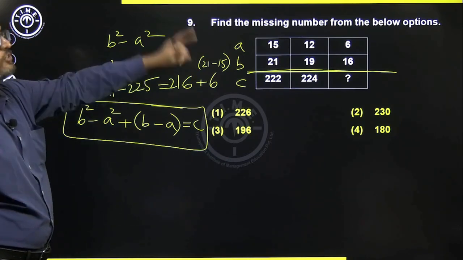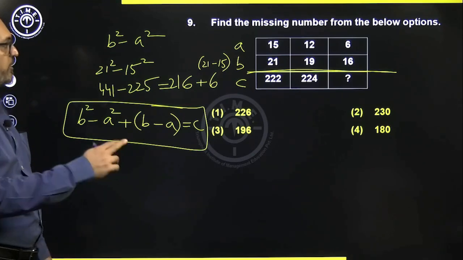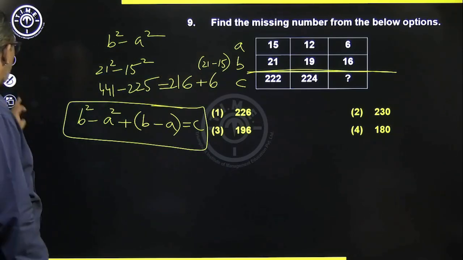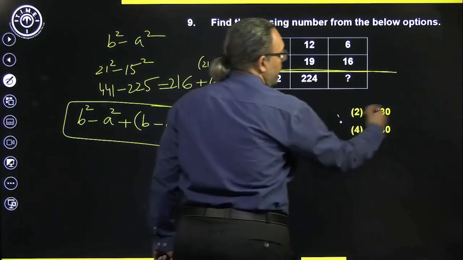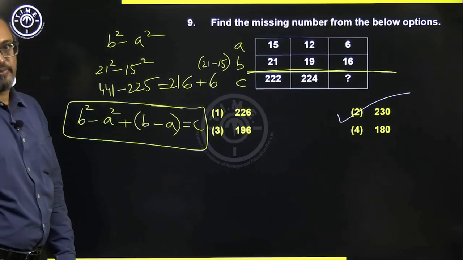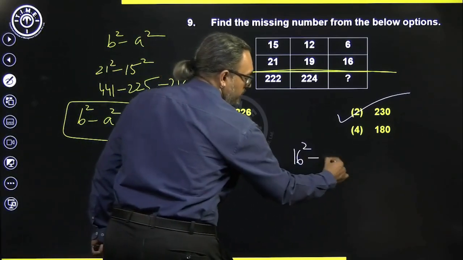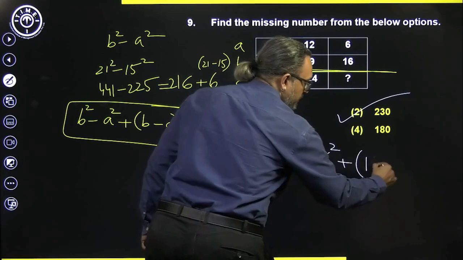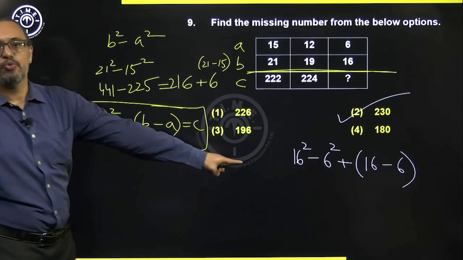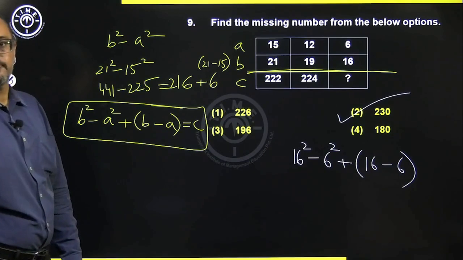So we do the same, 16 square minus 6 square. So 16 square, 256 minus 36, correct? 220 plus 16 minus 6, that is 10. So 220 plus 10 gives you 230. That is my answer. So try the calculations orally. You check first and then try the calculations orally. So this is 16 square minus 6 square plus 16 minus 6. That is how we get this. 256 minus 36, 220 plus 10 gives you 230. So choice 2. Okay.